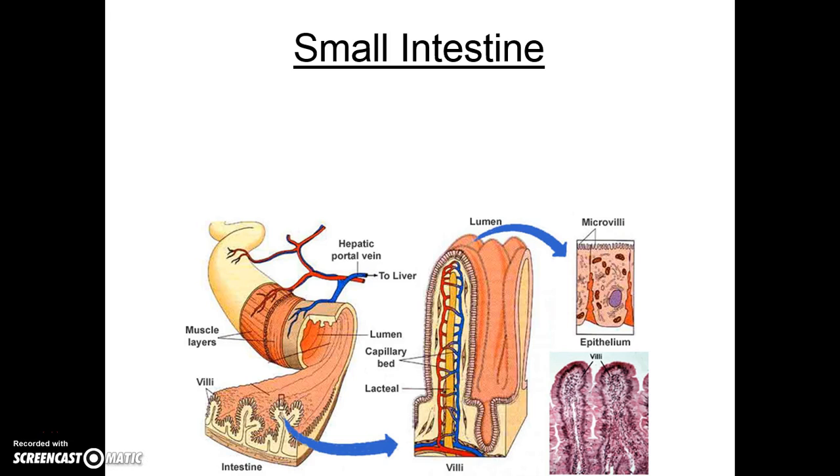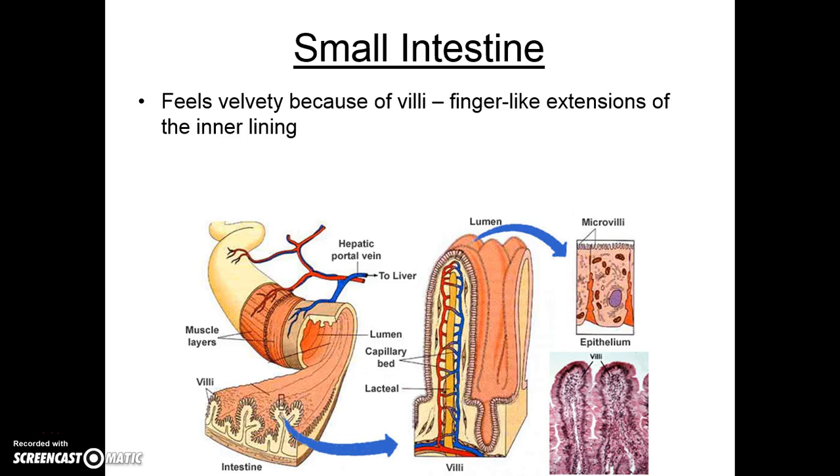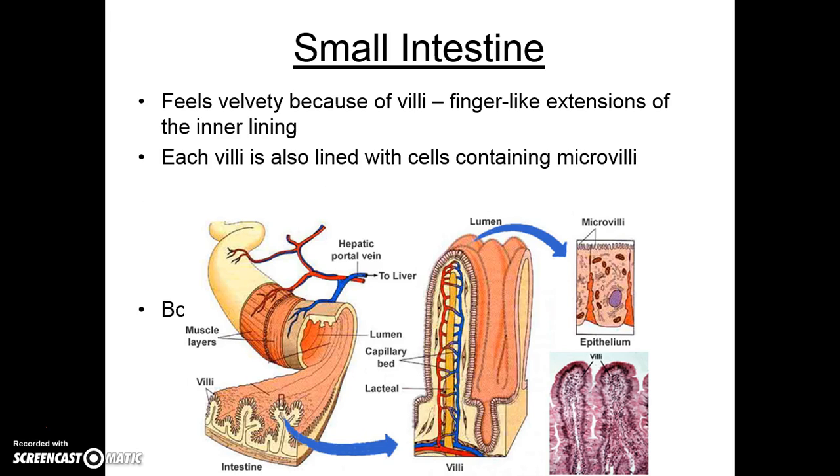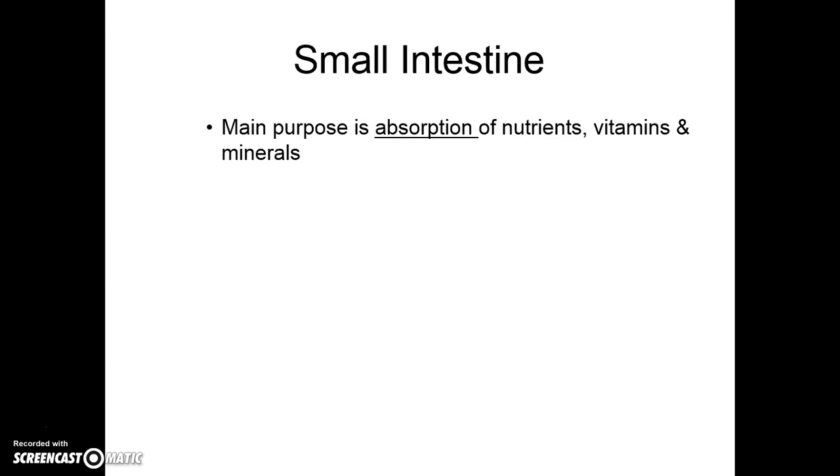So once food leaves your stomach, it goes to the small intestine, and as I mentioned before, it feels velvety because of the villi or finger-like extensions. And if you look closely, this is one villi here, but lining the entire villi are cells, and each, you can see a little fuzzy layer there, each of those cells has these microvilli, which you've learned about before. So there's a massive increase of surface area for absorption.